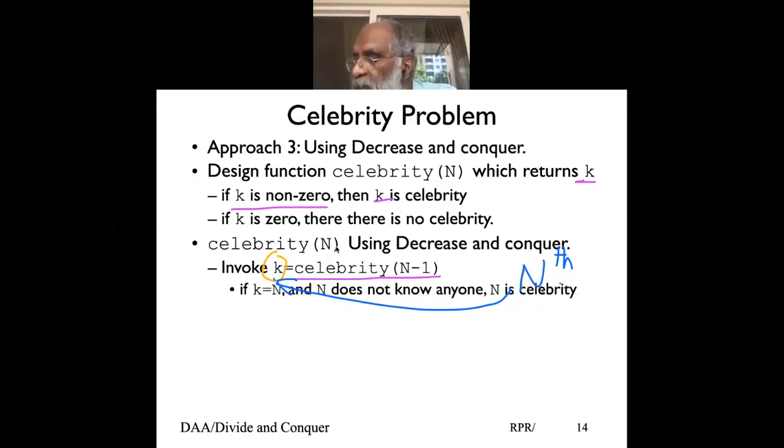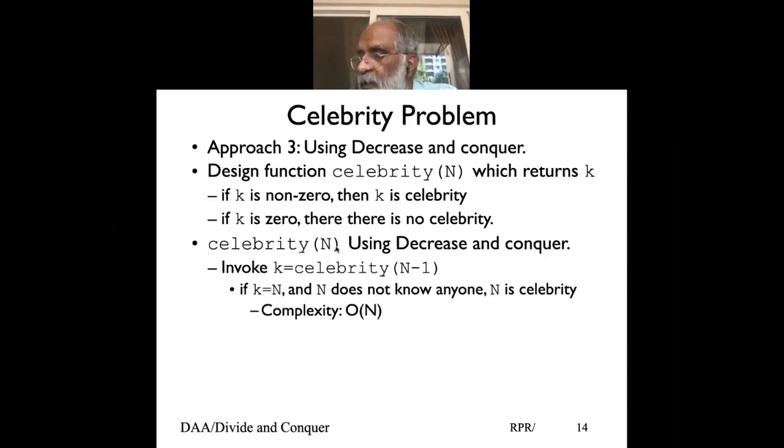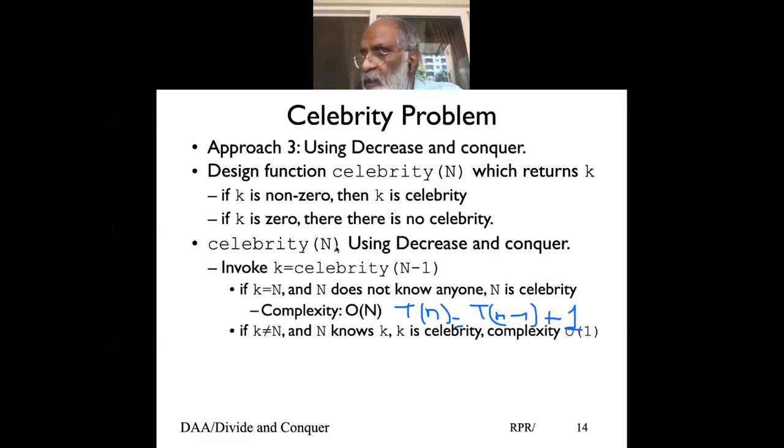Or if k is equal to n, the last person, that means all the n minus 1 people know n, and the other person does not know anybody and becomes the celebrity. And so the complexity, because we are solving a problem of size n minus 1, is Tn equal to T of n minus 1 plus 1, and we get the answer. That is how the celebrity approach would work. In either case, we are able to find the celebrity in order n time.